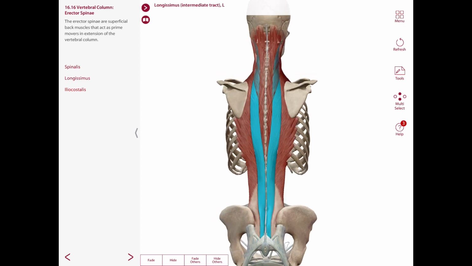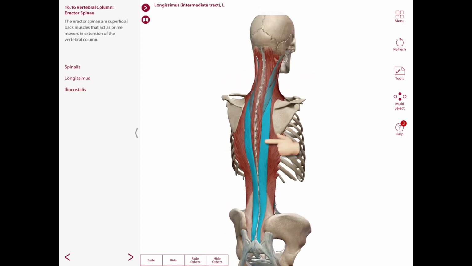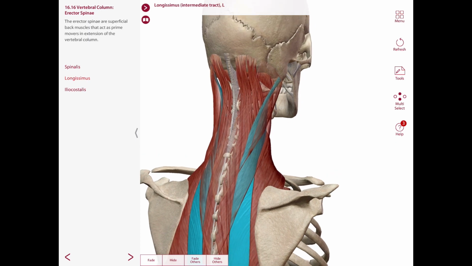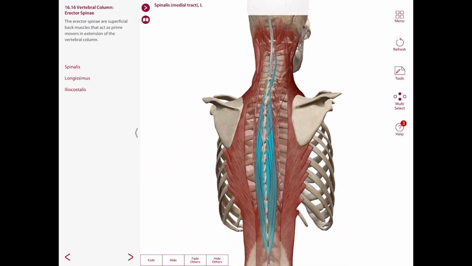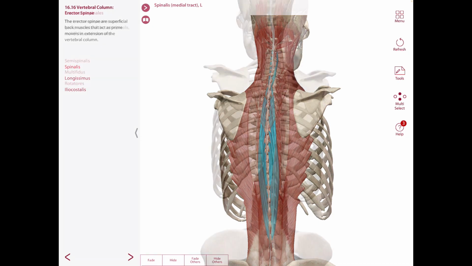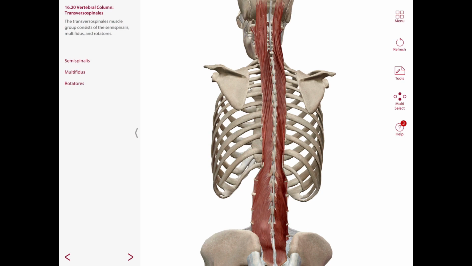Longissimus has thoracis, cervicis, and capitis. Thoracis in the area of the thorax, cervicis closer to the neck, and capitis closer to the head. And then the spinalis also has a similar division: thoracis, cervicis, and capitis. As for the deepest layers, we have a group of muscles that we call the transversospinalis.